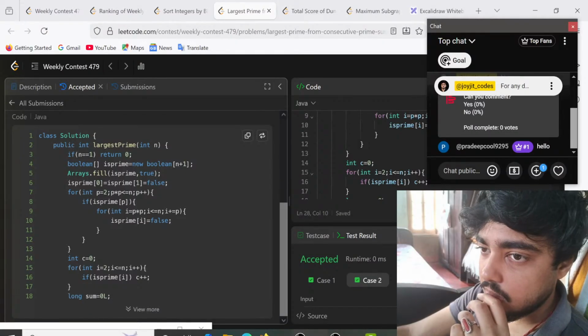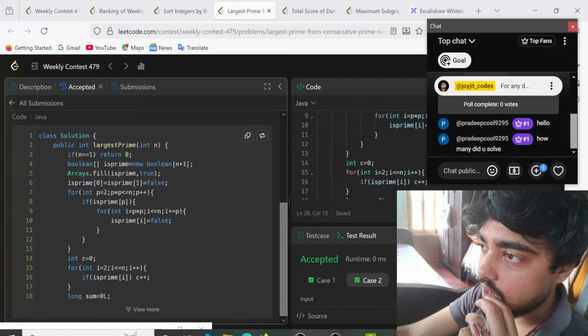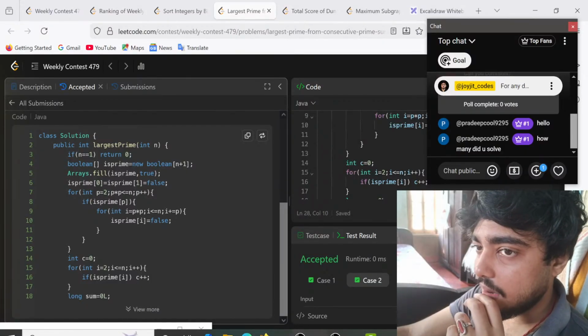Hi Pradeep. Hi. So otherwise, what we can do is we can have. I solved all 4 today. I'm going to explain all 4 of them. I'm currently at the second question.